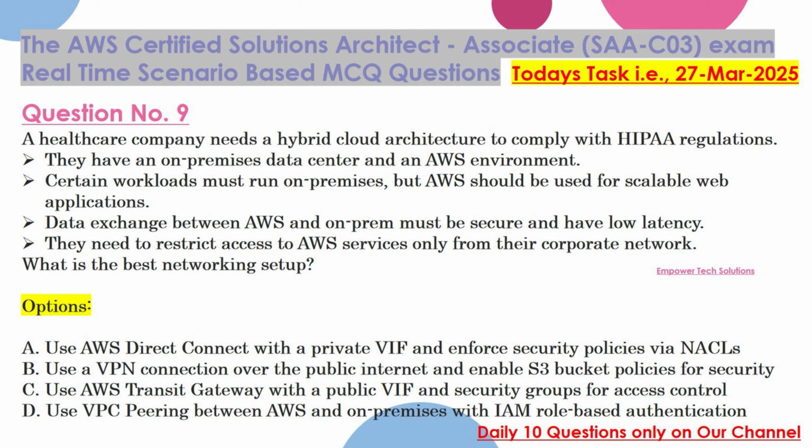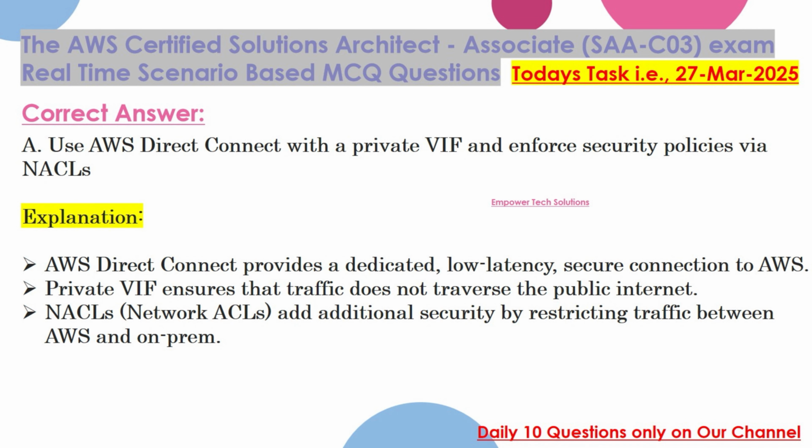Options: A. Use AWS Direct Connect with a private VIF and enforce security policies via NACLs. B. Use a VPN connection over the public internet and enable S3 bucket policies for security. C. Use AWS Transit Gateway with a public VIF and security groups for access control. D. Use VPC peering between AWS and on-premises with IAM role-based authentication. Correct answer: A. Use AWS Direct Connect with a private VIF and enforce security policies via NACLs.